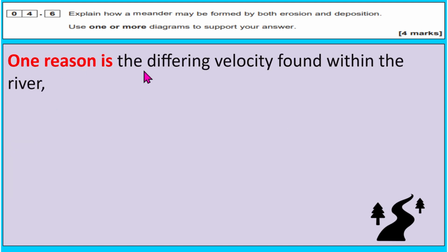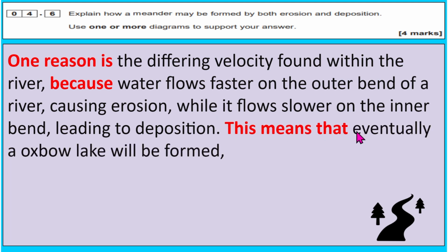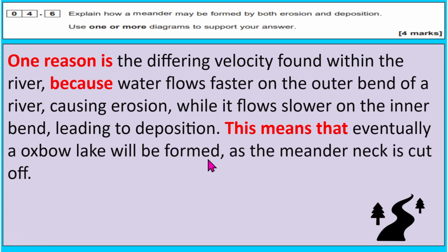So, one reason is the differing velocity found within the river. AKA, we're talking about fastest flow on the outside, slowest flow on the inside. Because water flows faster on the outer bend of a river, causing erosion, whilst it flows slower on the inner bend, leading to deposition. Again, I'm just putting into words what that diagram was already showing us. This means that eventually an oxbow lake will be formed as the meander neck is cut off. You could change cut off with eroded, but cut off works for me, okay?